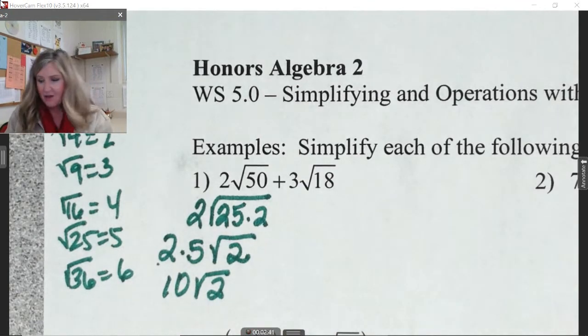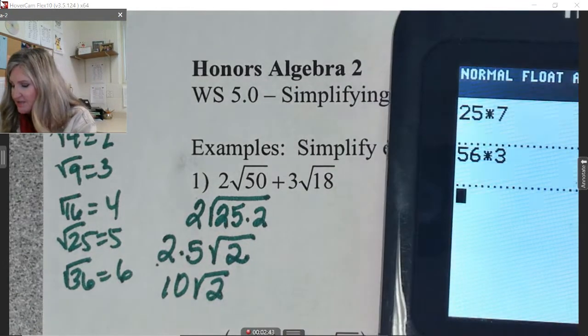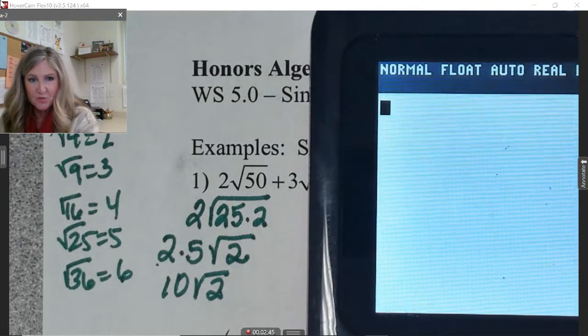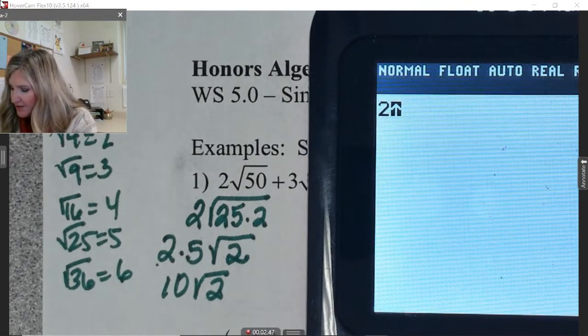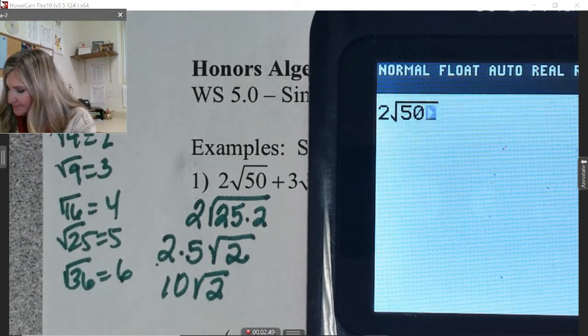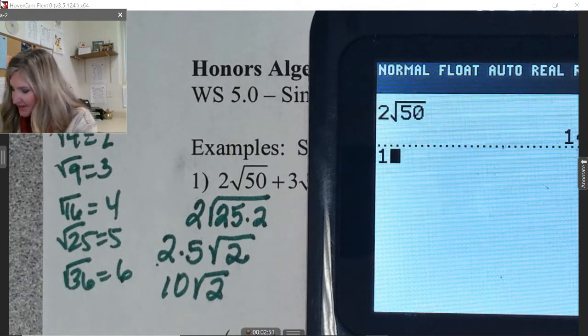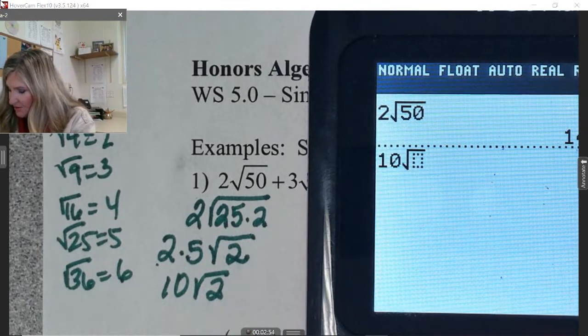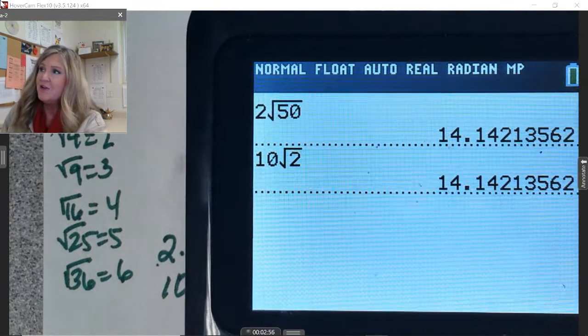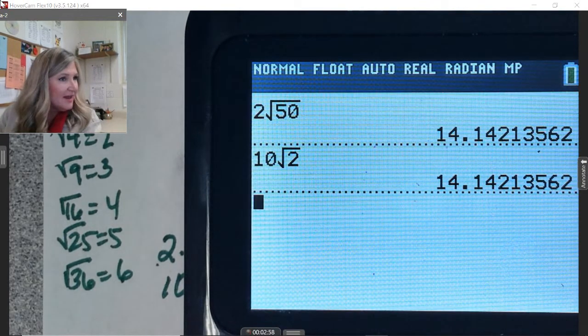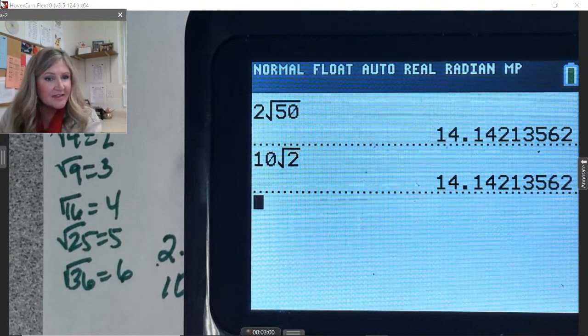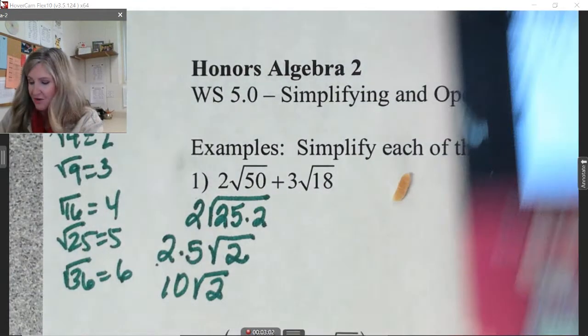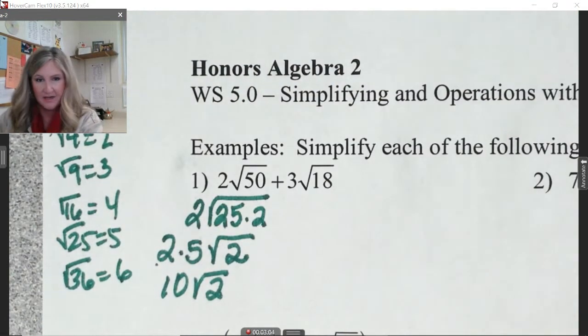Guys, if this is on the calculator part of a test, you don't need to get out your calculator, but just watch how I can check this. I want to know, is 2 radical 50, is that the same thing as 10 radical 2? Are they equivalent? And you can see that they are equivalent, right? So that's how I can check to see if I simplified that radical correctly, and we did.